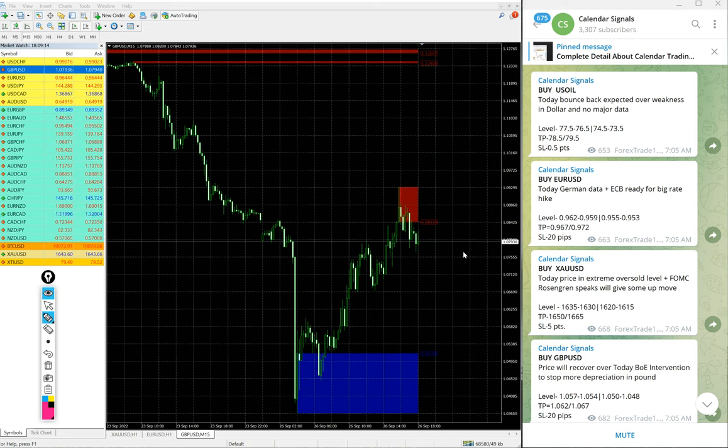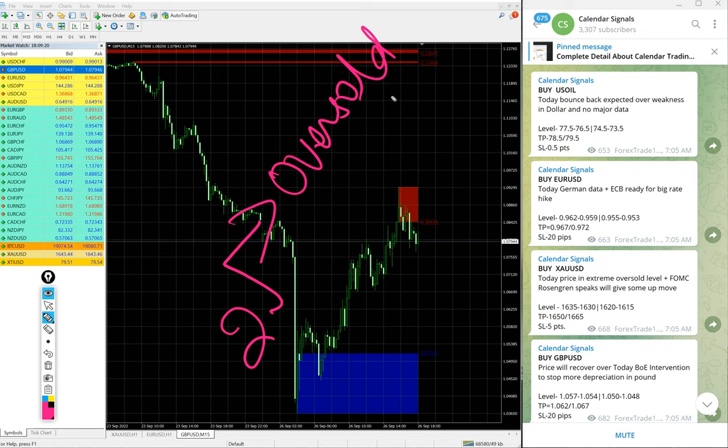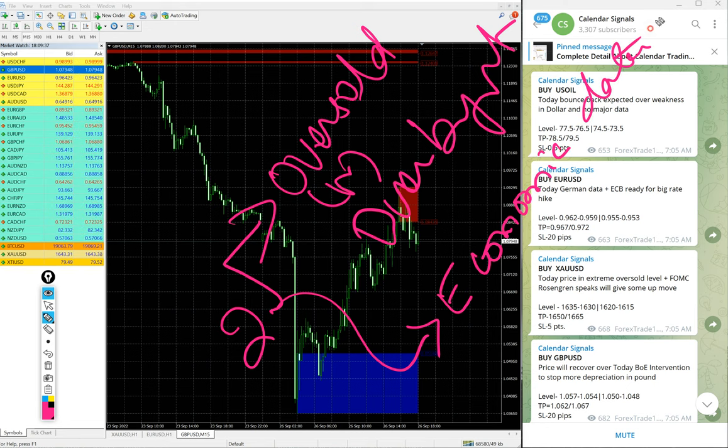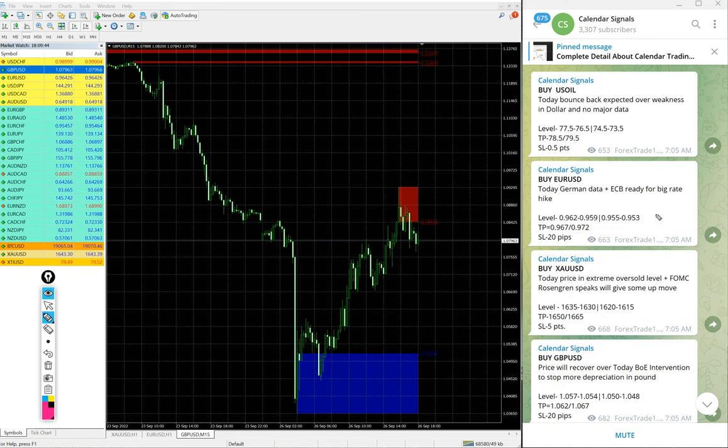This reasoning is usually based on two aspects. One is oversold or overbought market condition. Then another set of reason, which is more important, is the signals given based on economic data or news. Based on these, signals will be given on this channel.